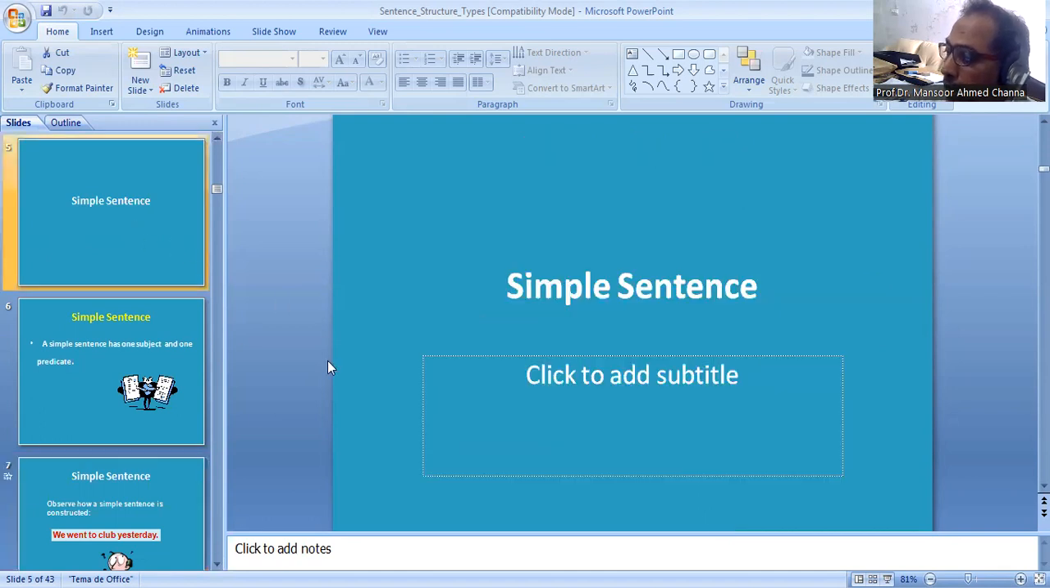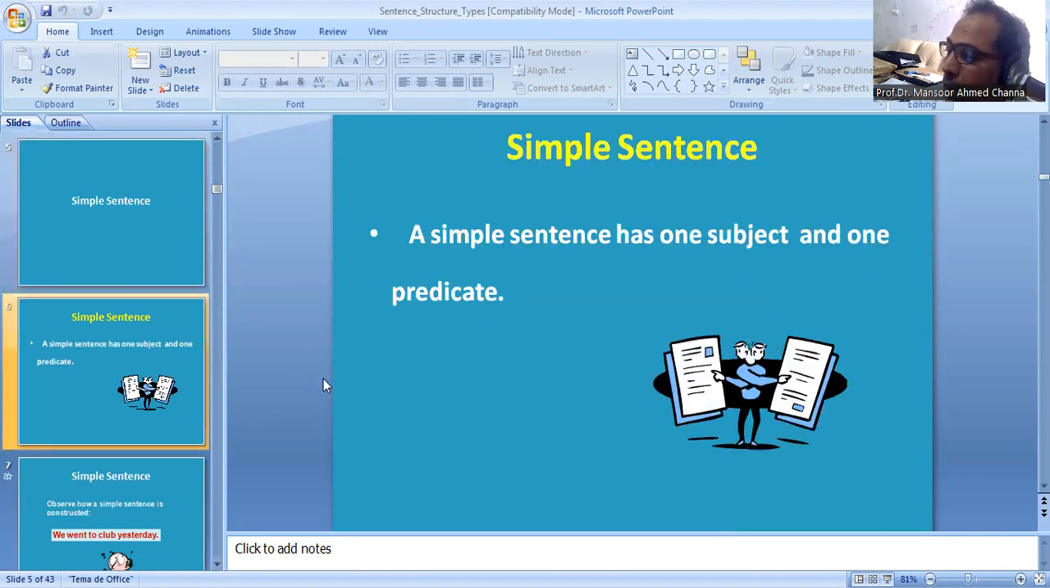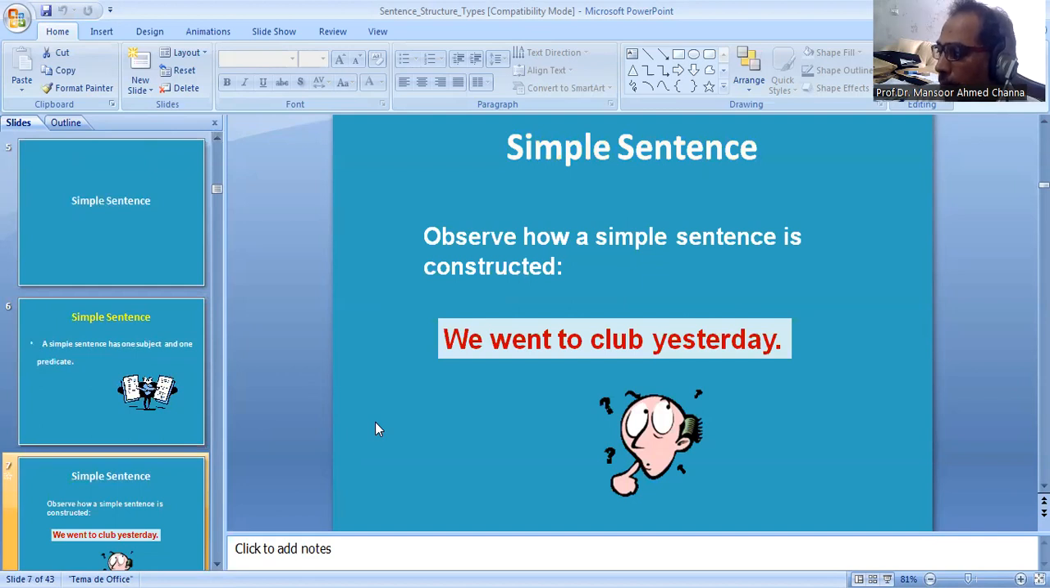We see today the simple sentence. What is a simple sentence? A simple sentence has one subject and one predicate. I again repeat, a simple sentence is based on one subject and one predicate. If we observe how a simple sentence can be constructed, we can see from the example, we went to club yesterday.